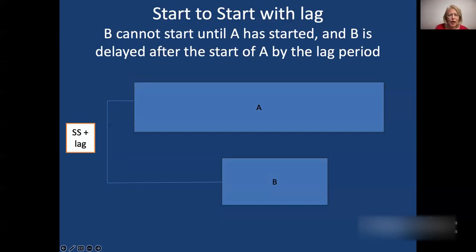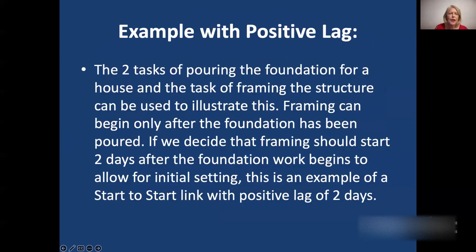And an example of a positive lag would be two tasks, one which is the pouring of the foundation of a house, and then the task of framing the structure. This is an example where framing can begin only after foundation has been poured. So it's in a start to start relationship.